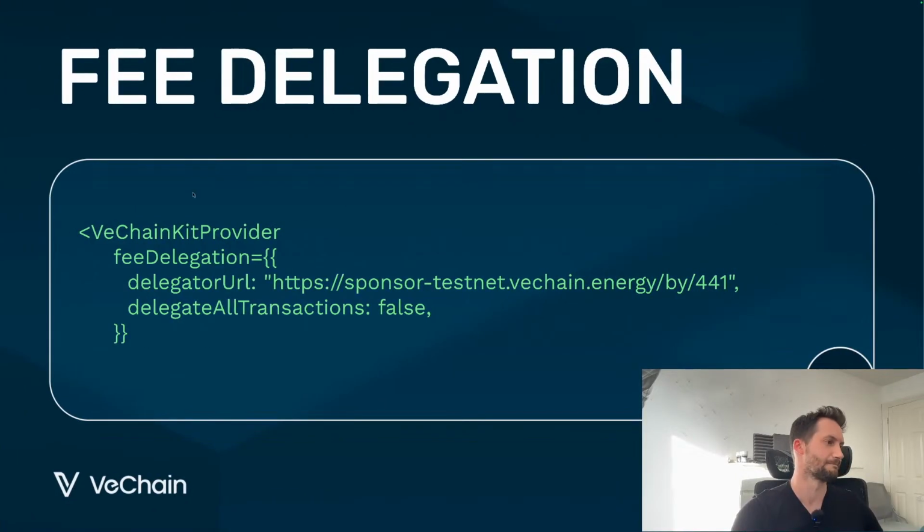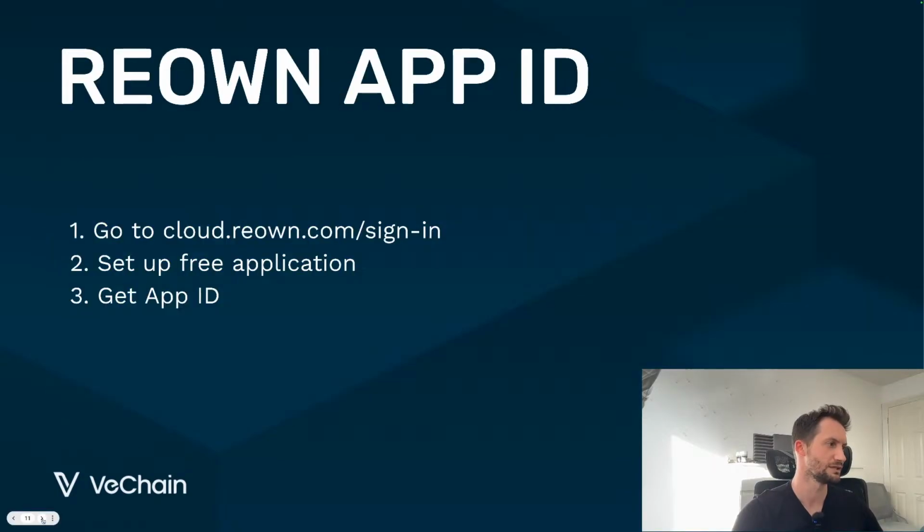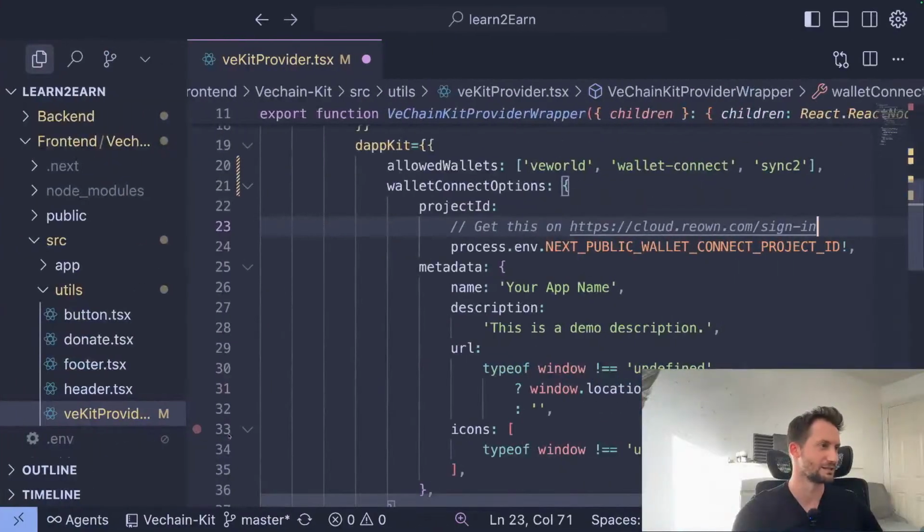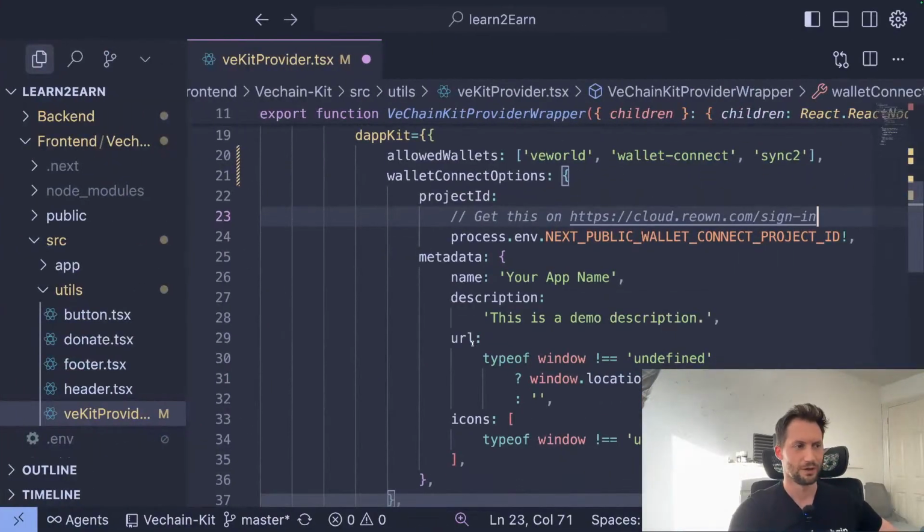But anyway, we have actually covered this fee delegation setup now, which is nice. We have also done this. Wicked. So yeah, we go to cloud.reown.com/signin, set up our free application, and we can grab that project ID and put it in our environment variables as well. And that's it. Okay, now we're actually looking at stuff.